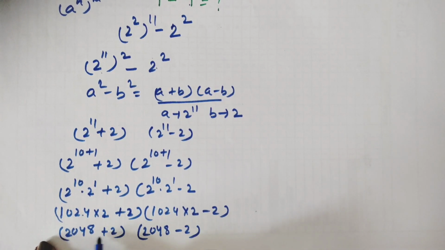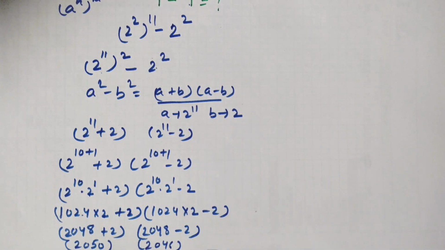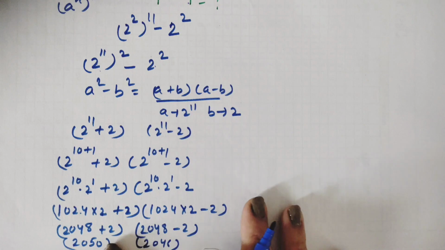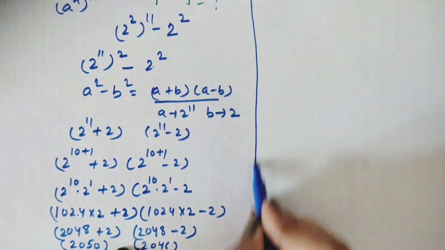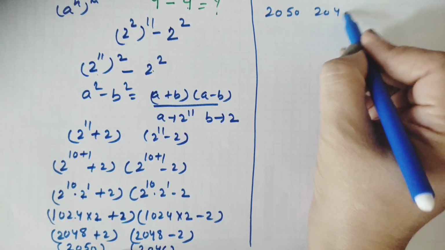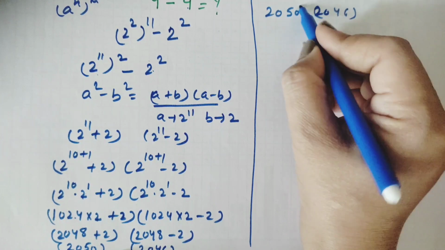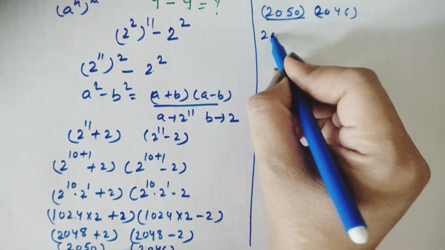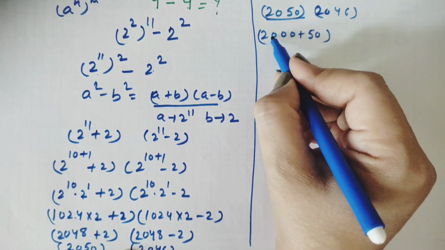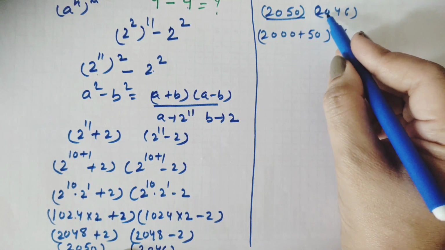If you add these two numbers you will get 2050, and here we subtract 2, so we will get 2046. So these are the two numbers. After that, we are using another identity. We have already got these two numbers, 2050 and 2046. If you split 2050 in two terms, 2000 plus 50, can we write 2046 as 2000 plus 46?